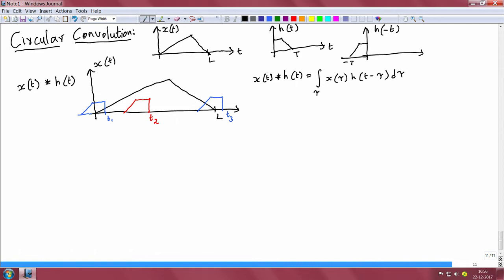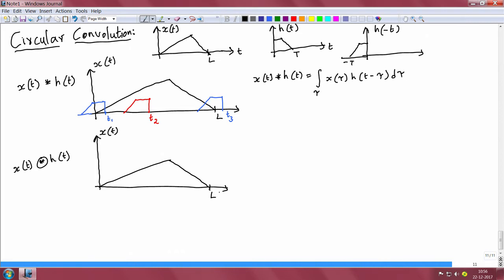What happens with circular convolution is slightly different. I will illustrate it with the same example on how we do the circular convolution. Let us say I represent the circular convolution using the convolution symbol with a circle around it, h of t. Now we have this signal x of t.